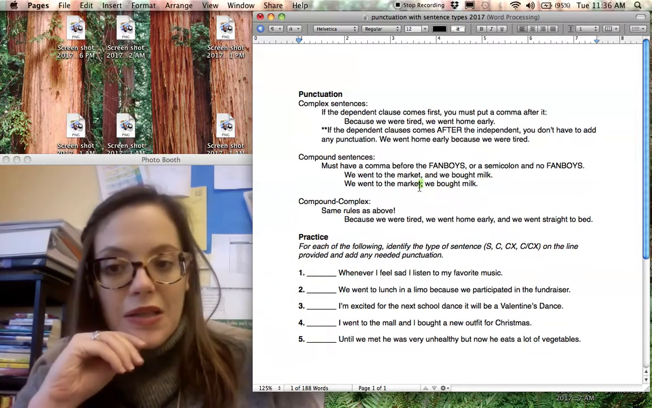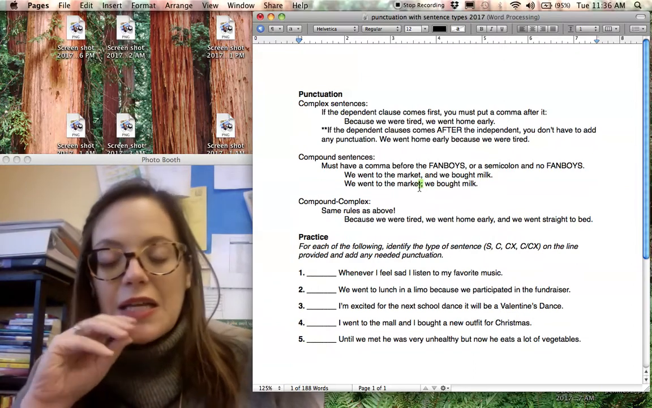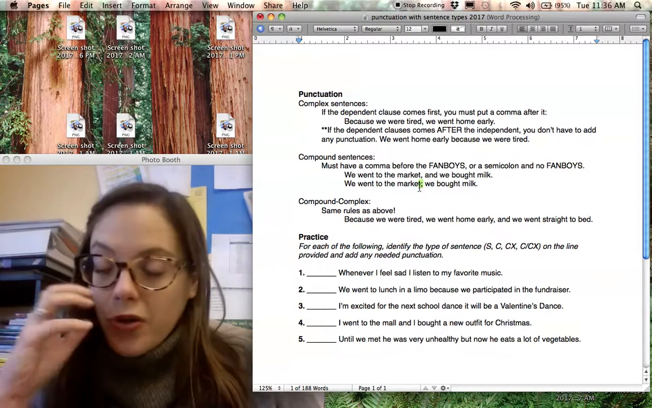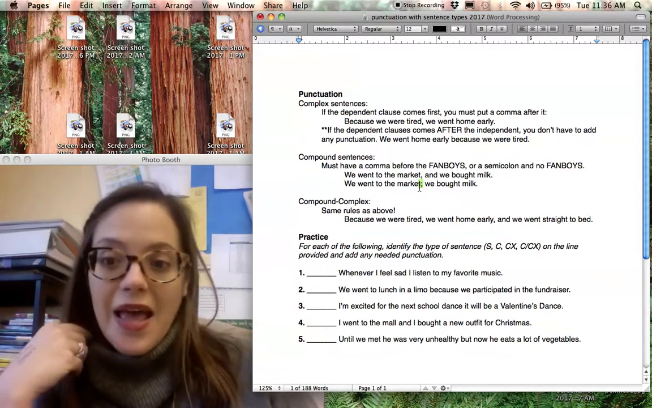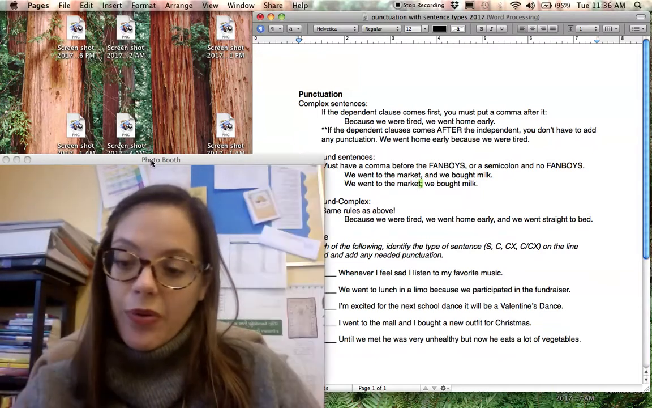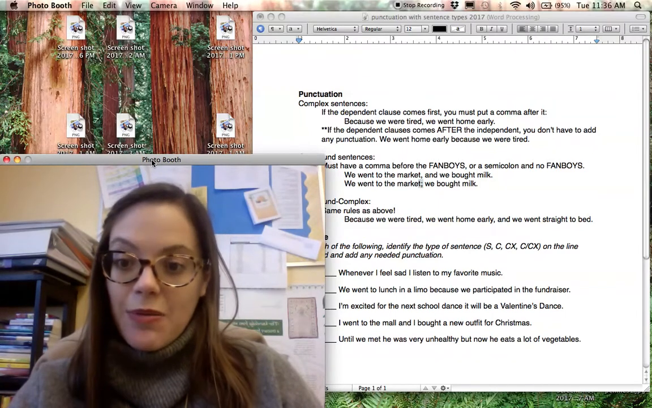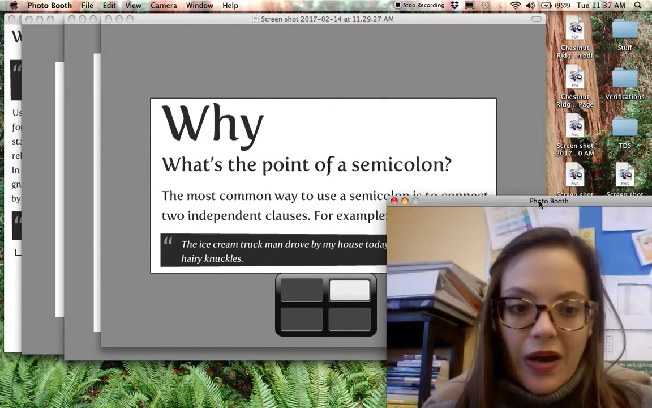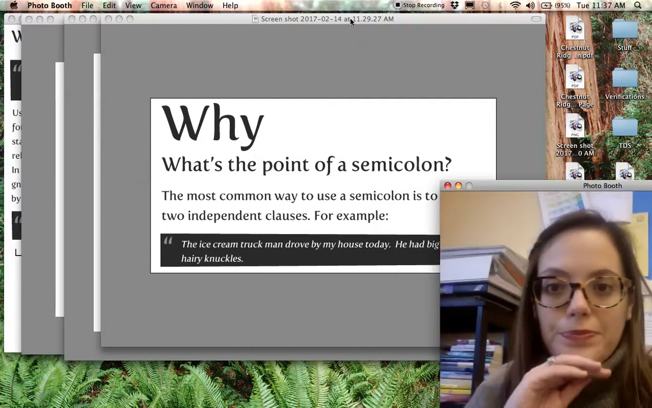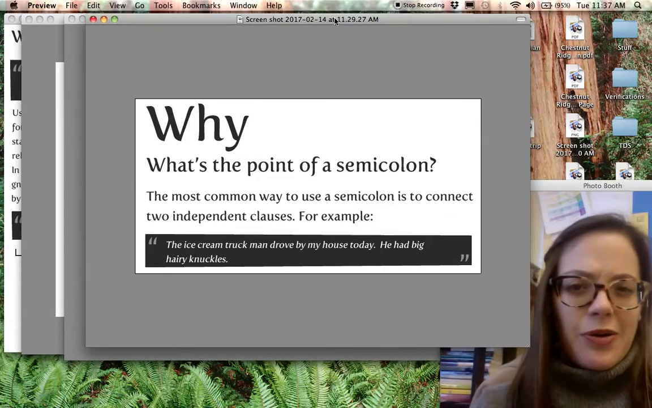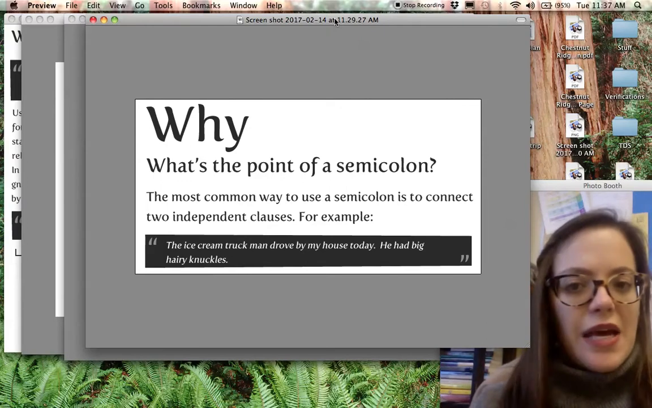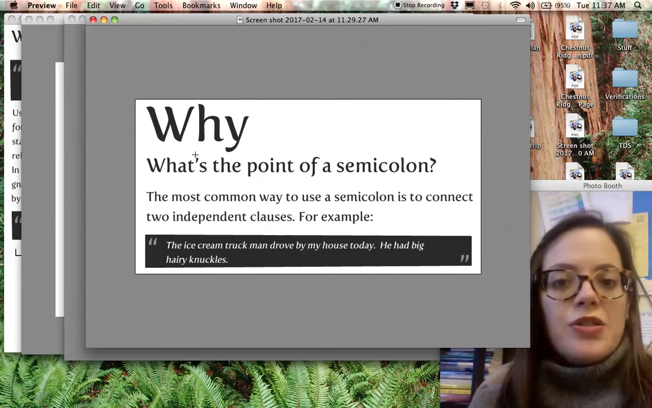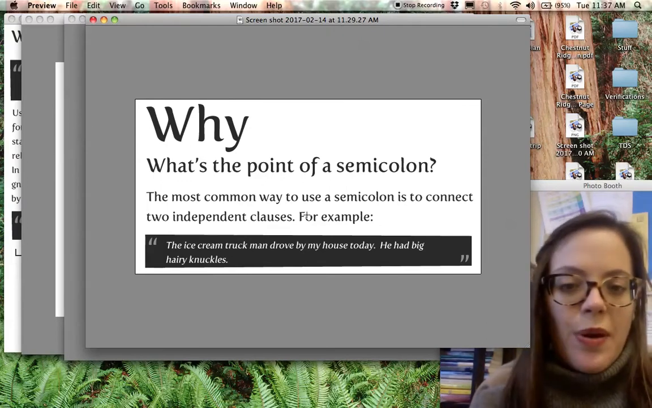Now, I want to talk a little bit more in depth about semicolons because there's something you probably never learned how to use before, and they really confuse some people. So we're going to look at some images to help us understand what's going on here. So, what's the point of a semicolon? Like we just said, the most common way to use a semicolon is to connect two independent clauses.